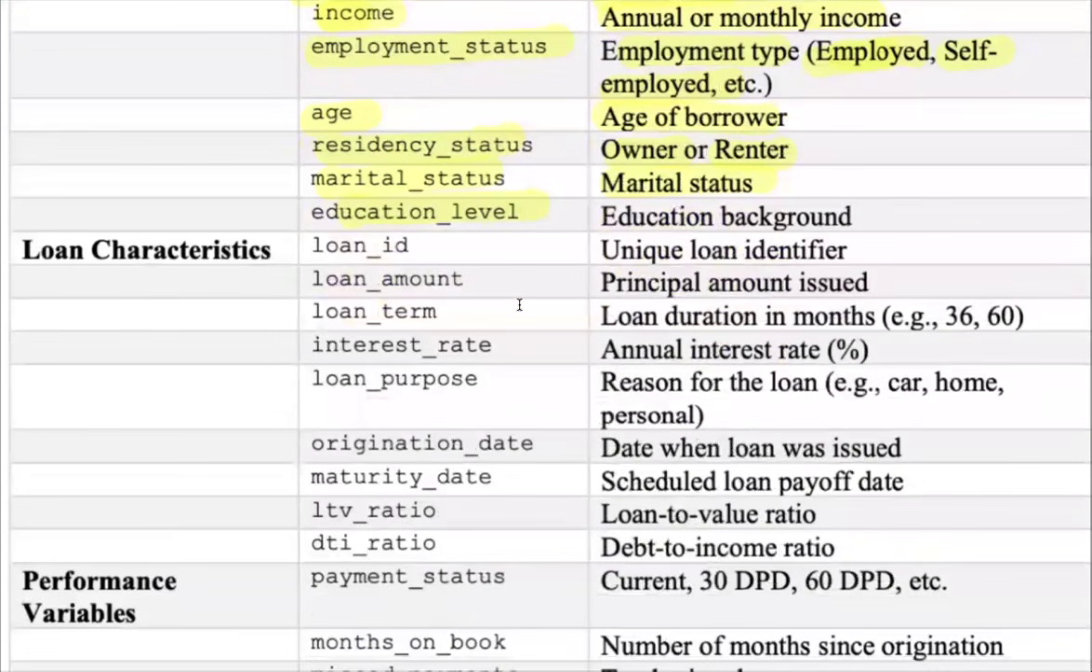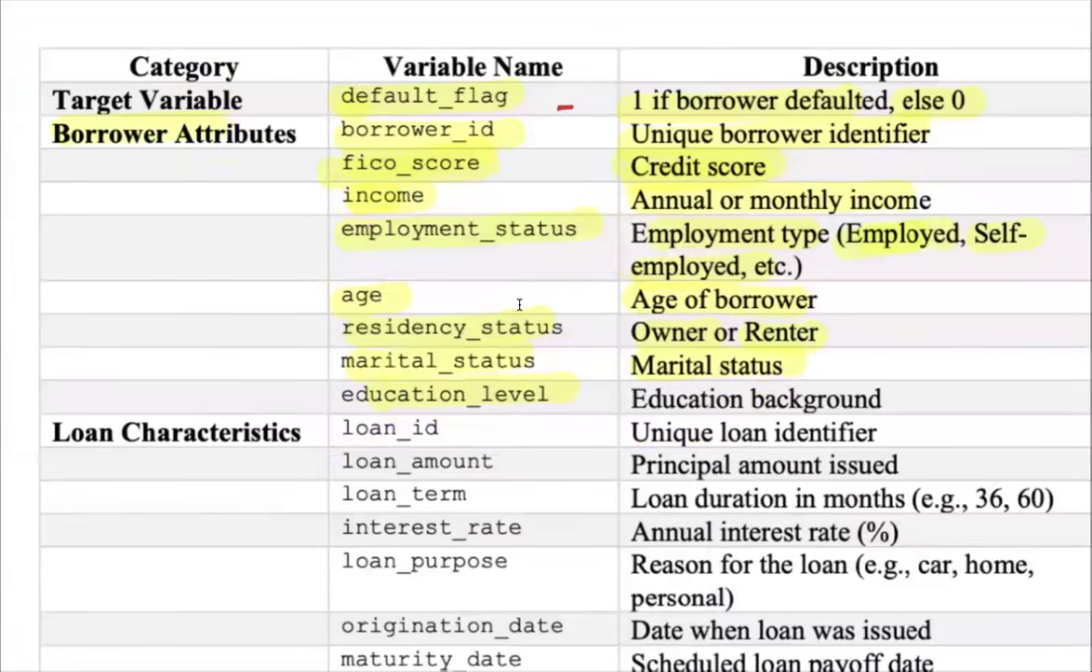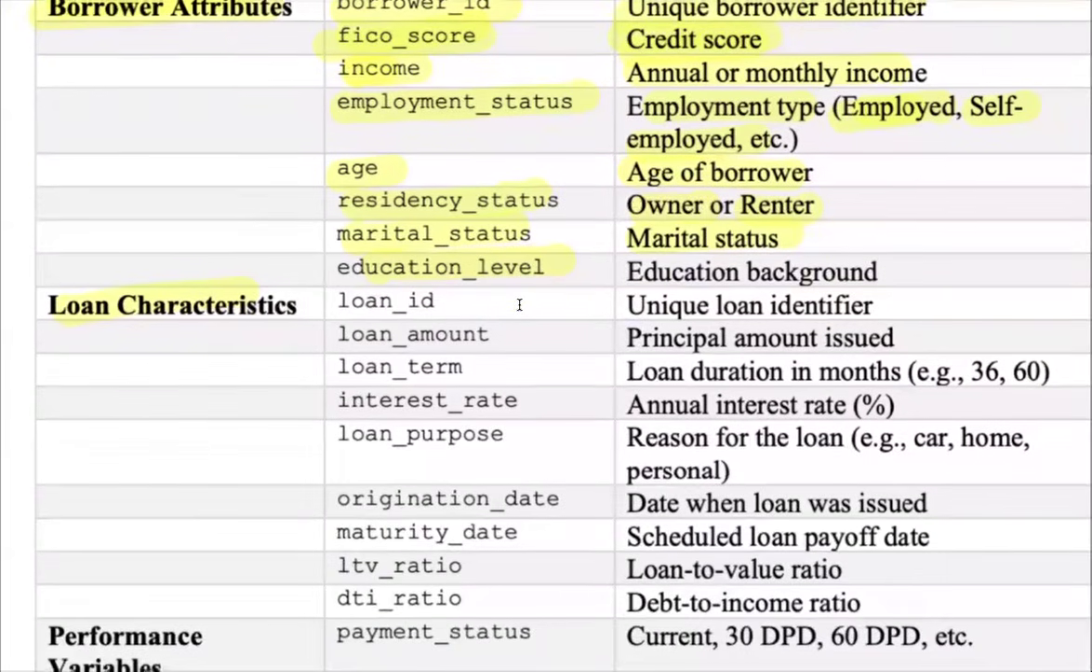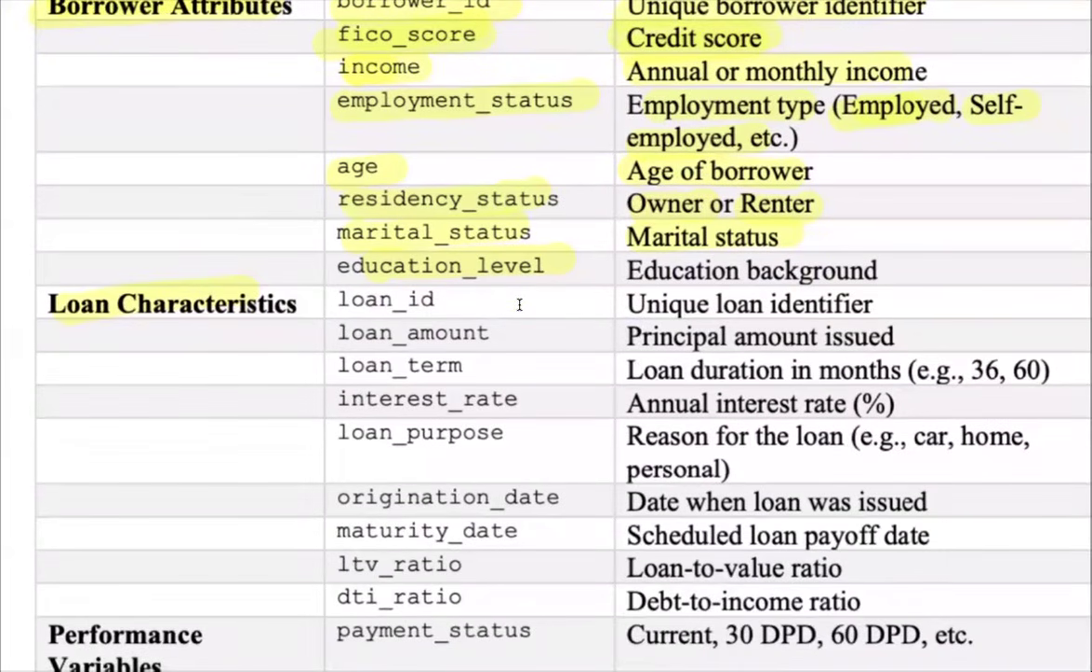Okay, then these were all the borrower's characteristics. Now loan characteristics. Basically, if I'm going to borrow a loan, these all are my characteristics. Now what are the loan characteristics? First is of course loan ID. Basically, every bank assigns an ID.